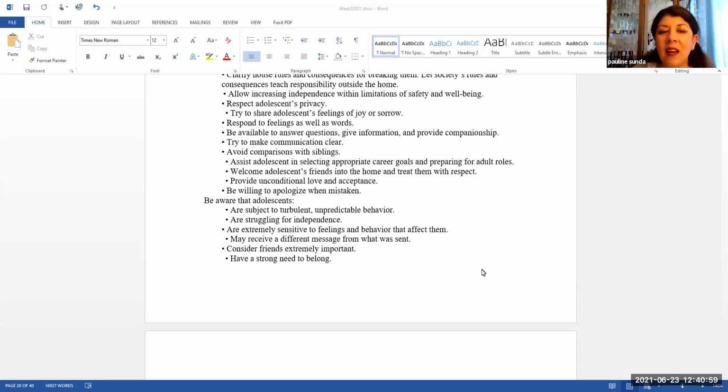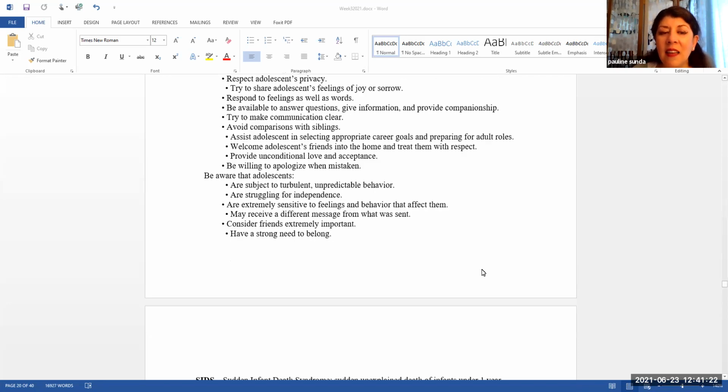Be aware that adolescents are subject to turbulent, unpredictable behaviors. They are struggling with independence. They're extremely sensitive to feelings and behaviors that affect them. They may receive a different message from what was actually sent. And also remember, their friends are extremely important and they do have a strong need to belong.